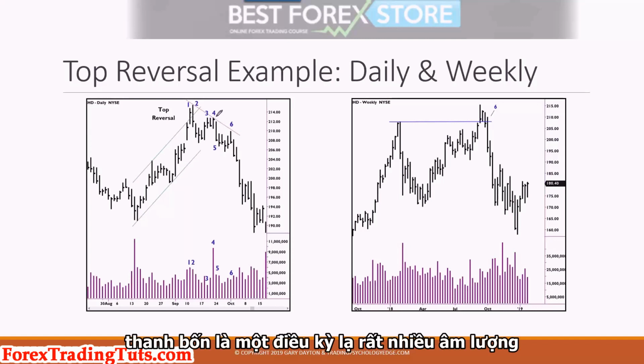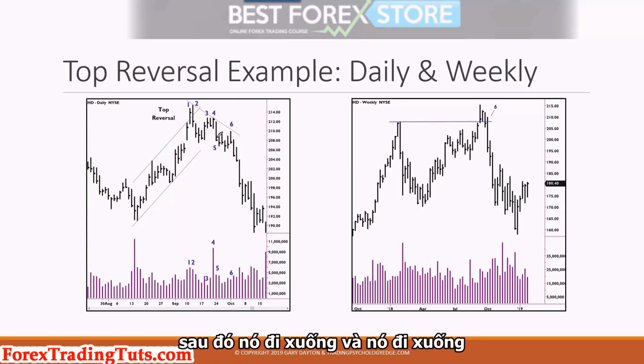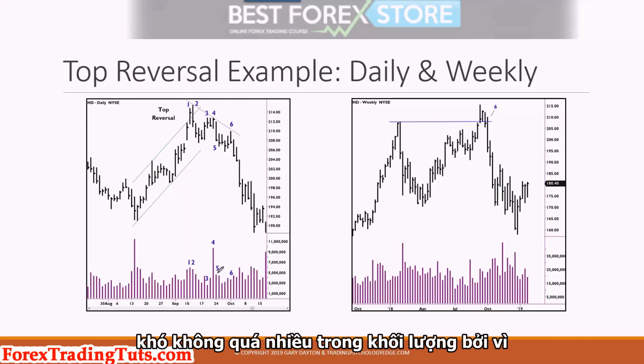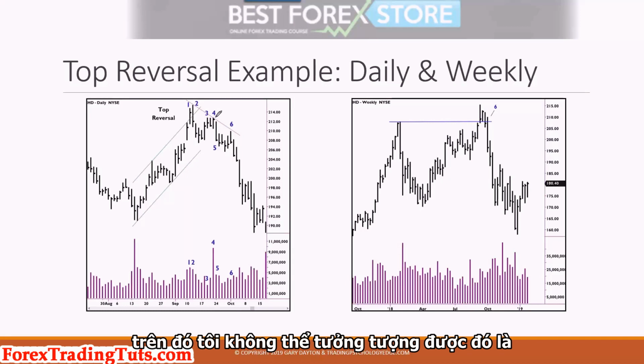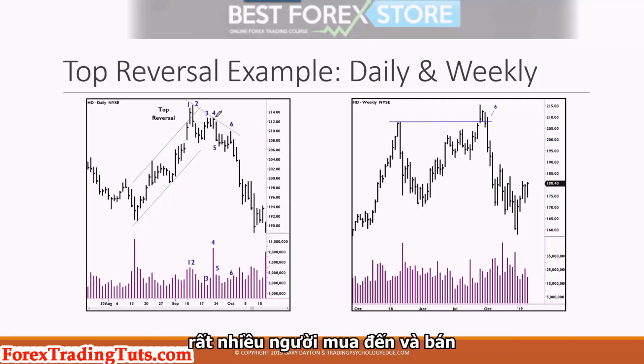A lot of volume comes in, effort to go up, no result, and then it comes down, and it comes down hard. Not so much in the volume because it's kind of eclipsed by bar 4. It's hard to know what's going on there. I can't imagine that was a lot of buyers coming in and selling swamped it. It might have been a block order or something that they put in there. Not really sure. Or it could have been a lot of churning. Maybe people were thinking this was going to go higher. Maybe there was news on it and sellers were in there selling.